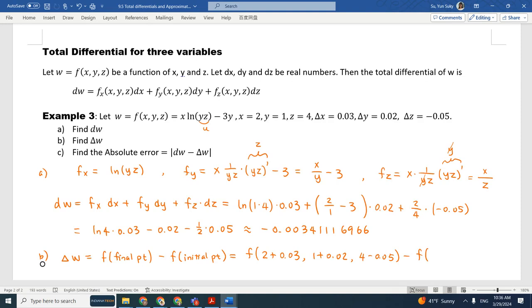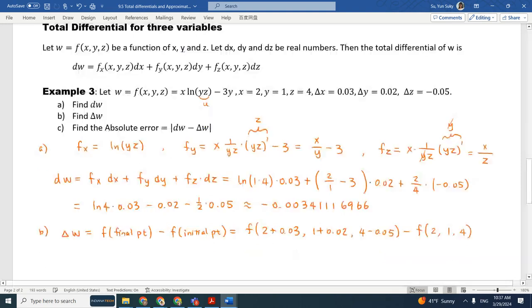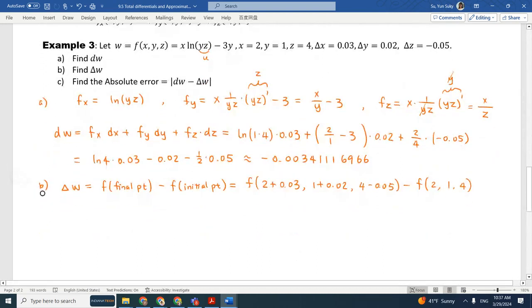So what is your initial point? X is 2, y 1, z 4. Yes. Good. So then we're going to plug into the function f. We don't plug into the derivative. Look at the original function. By the way, this is 2.03. This is 1.02. How about the last one? Yes, good. Okay, now let's plug in.